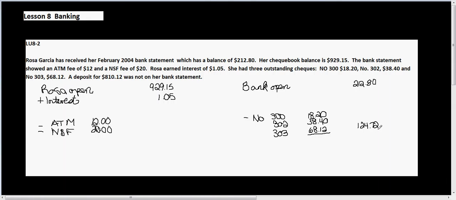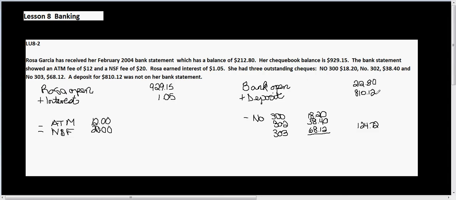All right, anything else? Yes, we have one more item to deal with. There was a deposit made by Rosa for $810.12, not on her bank statement. It's in her bank account, not on the statement. Well, deposits are going to increase the value in her account, so we add this deposit. This is usually called a deposit in transit. Simply means that the deposit was made after the close date of the statement. $810.12.